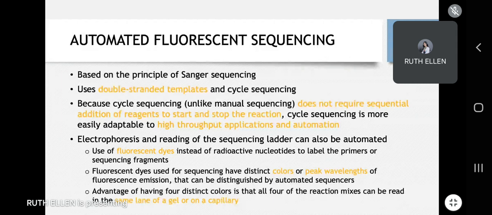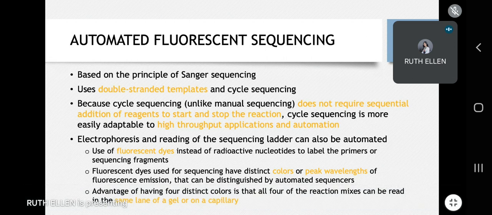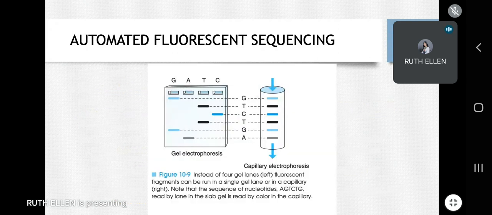Thank you po, ma'am. Okay, so we use fluorescent dyes instead of our radioactive nucleotides to label the primers or sequencing fragments. So fluorescent dyes used for sequencing have distinct colors or peak wavelengths. Okay, so ang tinitingnan na natin dito is wavelengths. Pero pwede din naman yung bands. But some machines or automations, mas marami yung gumagamit ng wavelengths. Okay, so the advantage of having 4 distinct colors is that all 4 reaction mixes can be read in the same lane of a gel or on a capillary.